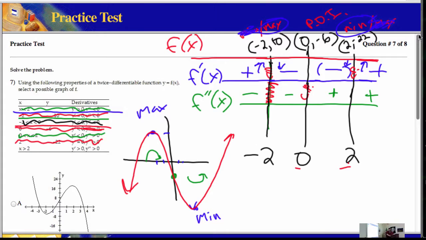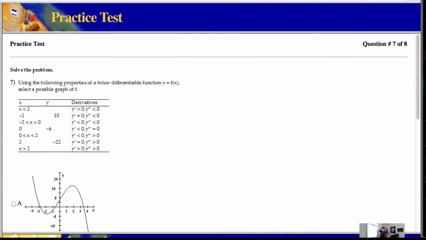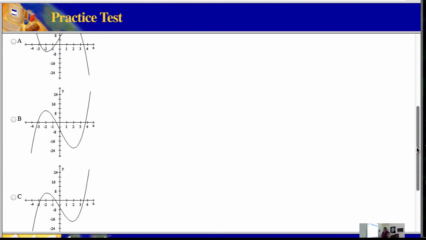Does that make sense? Does everybody understand what we've done? Yes. Alright, so I'm going to clear off all this messy stuff that I've written down, and let's find that graph. Let's do it. It looks like B to me. Yeah. Letter B. Not bad, not too shabby.